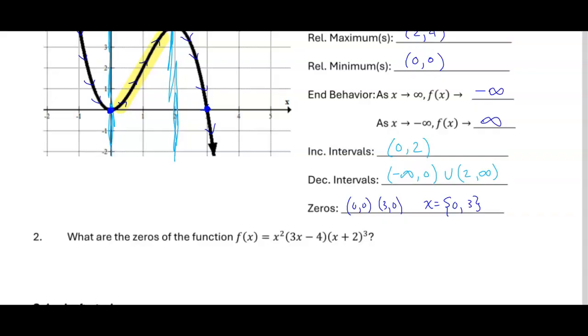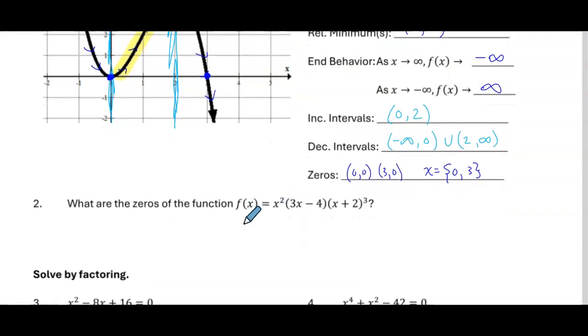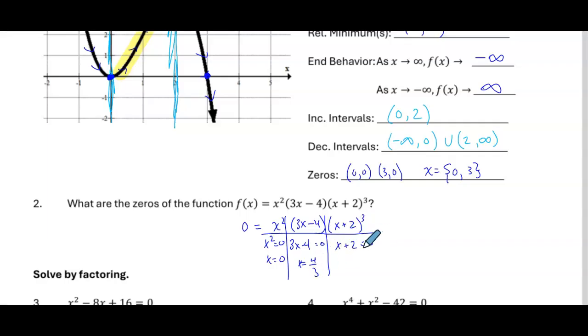So, okay, what are the zeros of the function? So to do zeros, we need to set the whole function equal to 0. And then we just need to do a solving chart. So anything that has an x in it is going to get solved. So this is just x equals 0. 3x minus 4 equals 0. So x would be 4/3. And here x plus 2 equals 0. So x is negative 2. So we can write that out in order from negative 2 to 0 to 4/3.